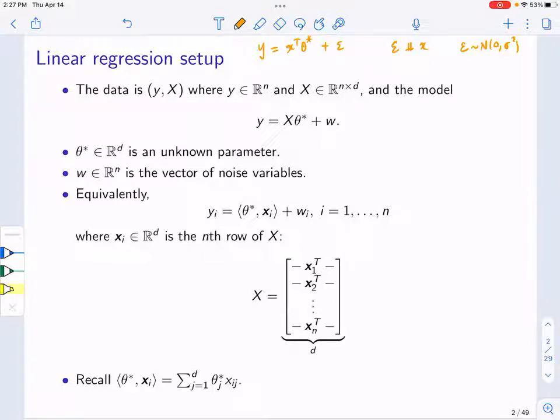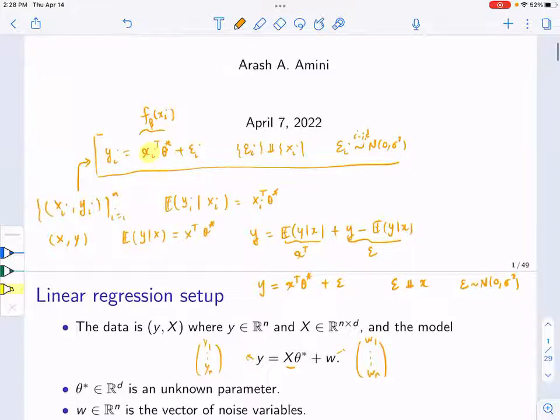And then you can see if I multiply by theta star, basically I would form x1 transpose theta star, x2 transpose theta star, up to xn transpose theta star. And then y would be y1 up to yn. And if I set this equal to this, and this is w1 up to wn, you get those equations that we had here.